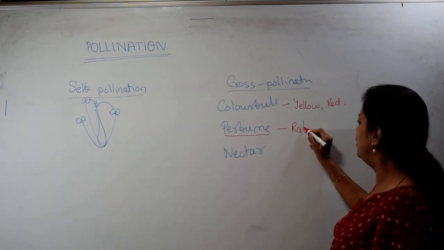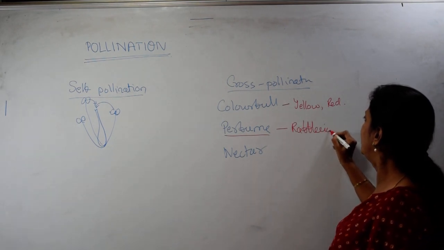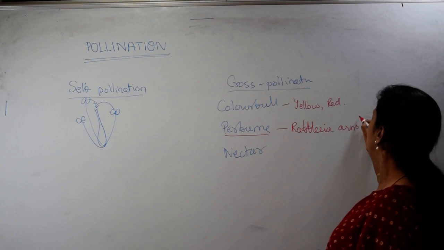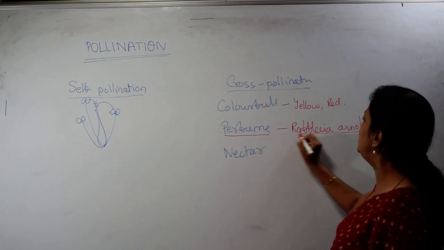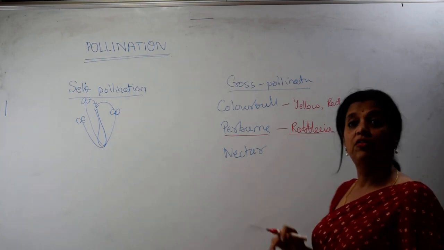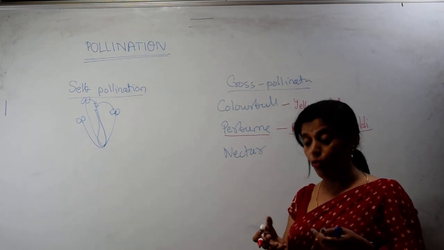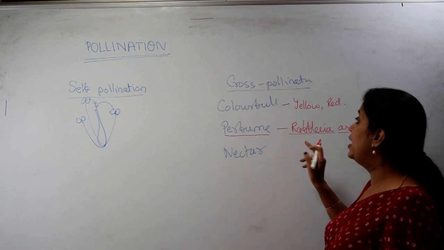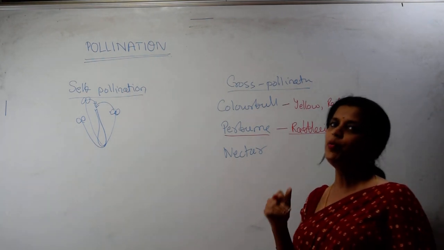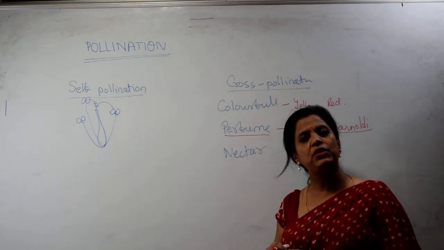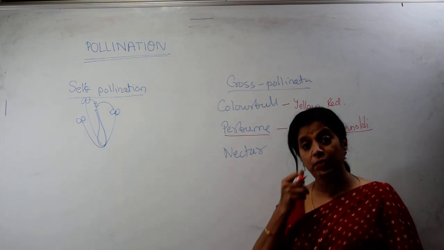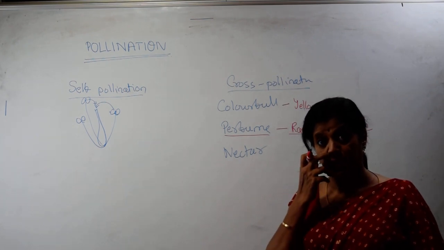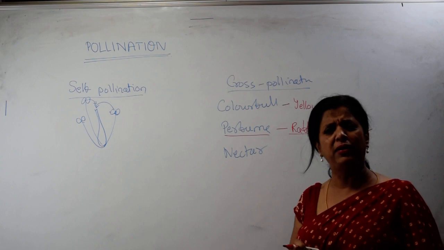Rafflesia arnoldii. What is this? Rafflesia arnoldii is the largest flower in the world. When it opens, it is a few meters in size. Therefore, this is the largest flower. You know why I told you about this? Because it produces a kind of smell which is like rotten meat. Rotten meat is a very bad smell.